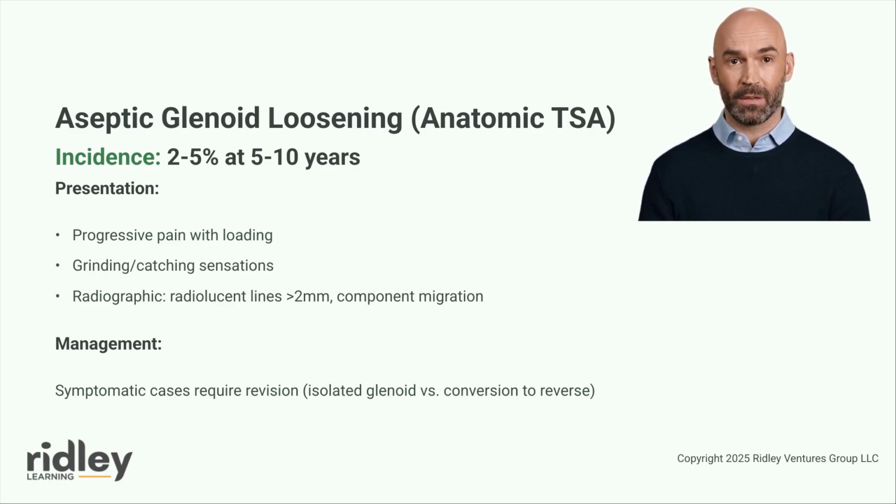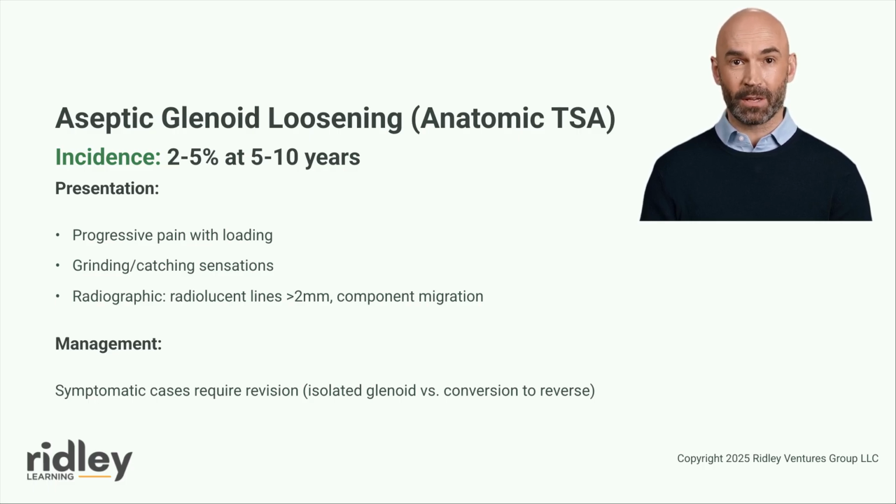Clinical presentation of symptomatic glenoid loosening includes progressively worsening pain with shoulder use, particularly with loading activities such as lifting or pushing, and patients may report grinding, clicking, or catching sensations with motion. Physical examination may reveal tenderness over the anterior or posterior glenoid, pain with resisted internal or external rotation, and decreased active range of motion due to pain inhibition.